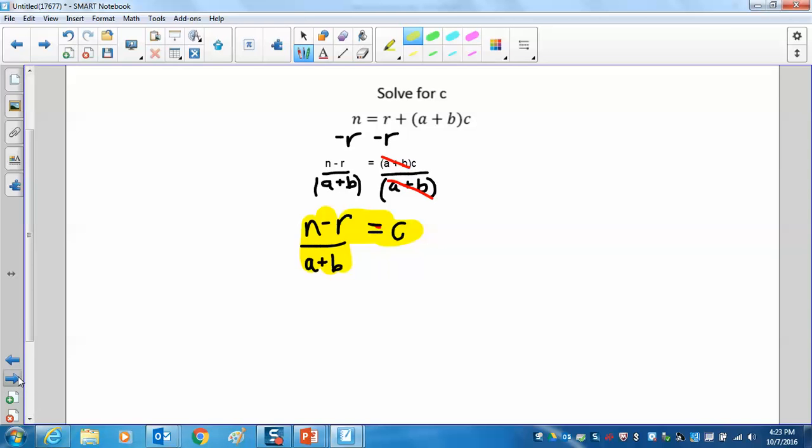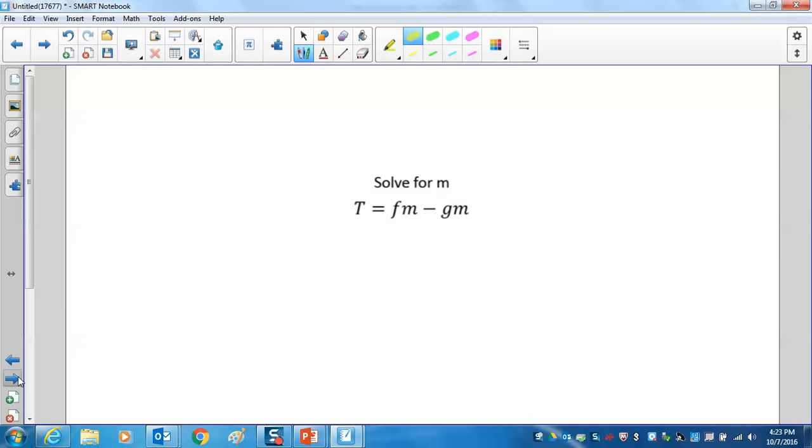Okay, let's step up a level in difficulty. So now we're looking at this equation, and we want to solve for m. And right now, m is part of two terms. It's part of this term right here, and it's part of this term right here. So we couldn't just add gm or subtract fm from both sides, because then m would still be on both sides of our equation. So our first step here is to get m by itself on this side of the equation, meaning we need to factor out an m from the right.